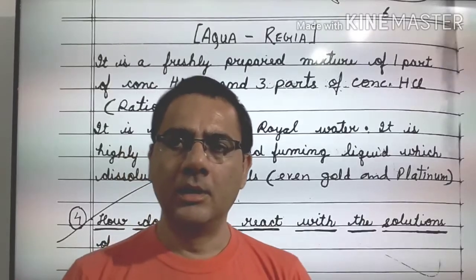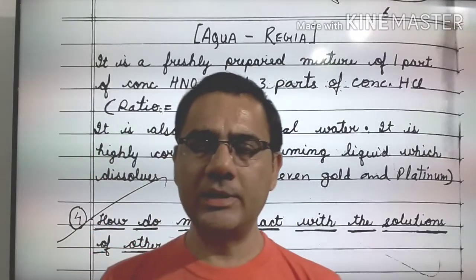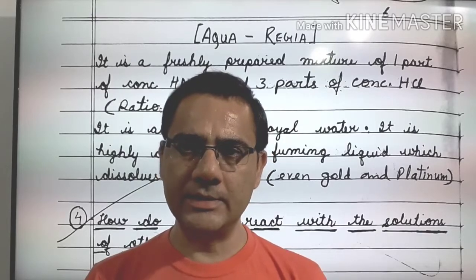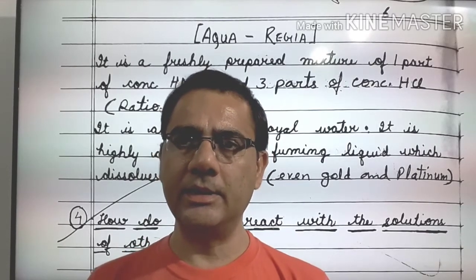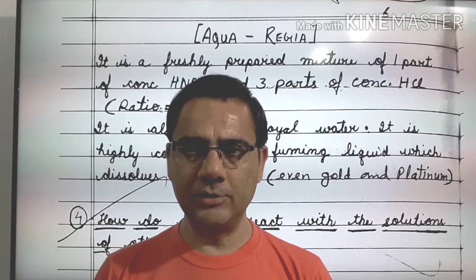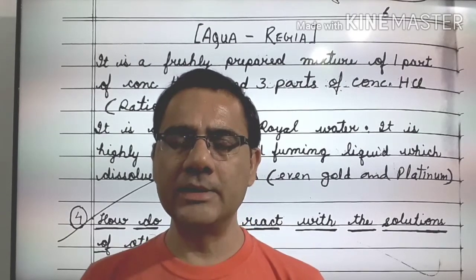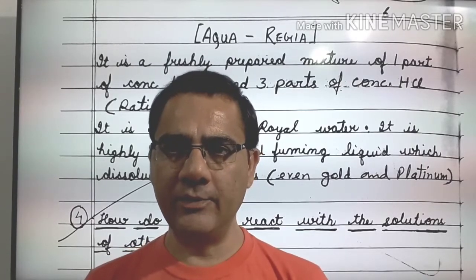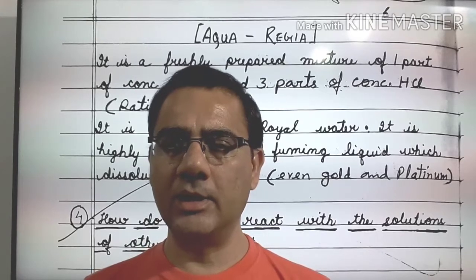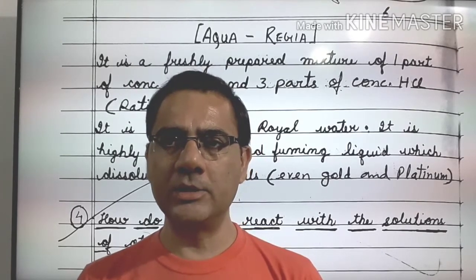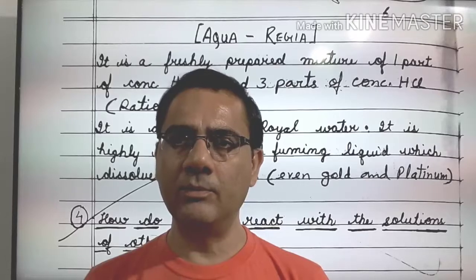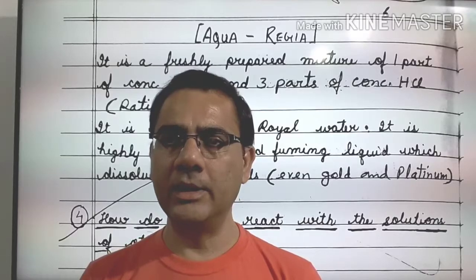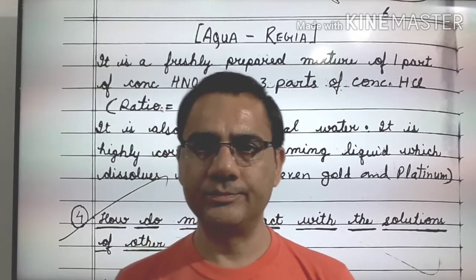This is aqua regia. What is aqua regia? Actually, aqua regia is a mixture of concentrated nitric acid and concentrated HCl: one part of concentrated HNO3 and three parts of concentrated HCl. When we mix them together, they form aqua regia. It is a very strong acid. It is also called royal water, and it is so reactive that it can dissolve most metals. Even gold and platinum, which are the least reactive metals, can be dissolved in aqua regia.